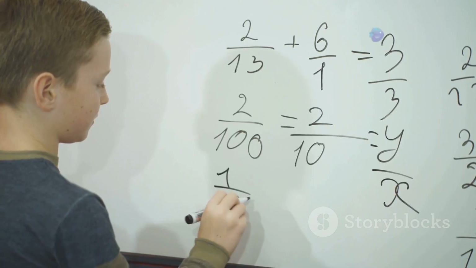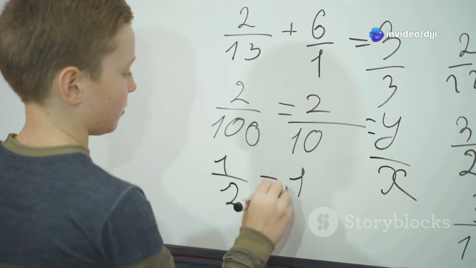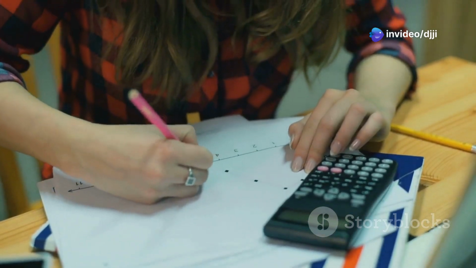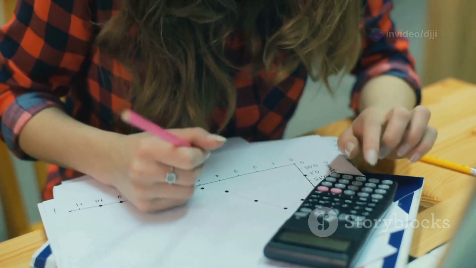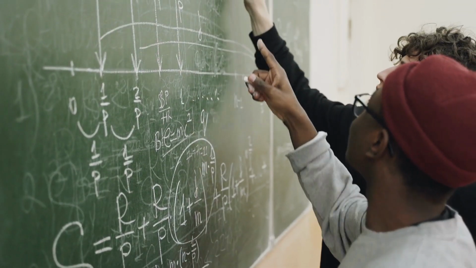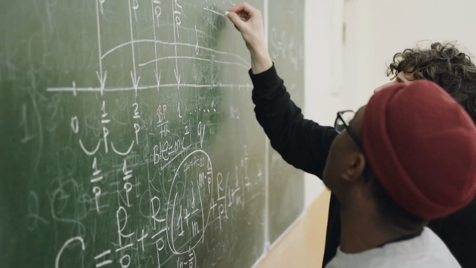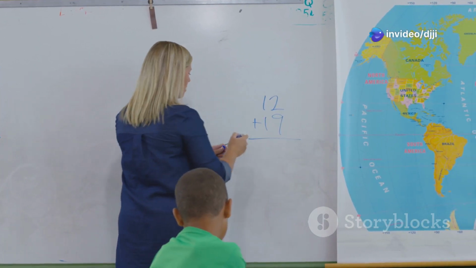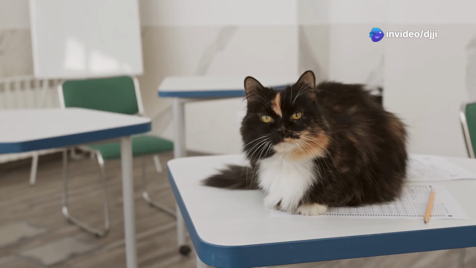Just like we simplify fractions, we can also simplify ratios. To simplify a ratio, find the greatest common factor, GCF, of both numbers and divide each side by it. In our pet store example, the GCF of 5 and 10 is 5. Dividing both sides by 5, we get the simplified ratio of 1 to 2. This means that for every 1 cat in the store, there are 2 dogs.